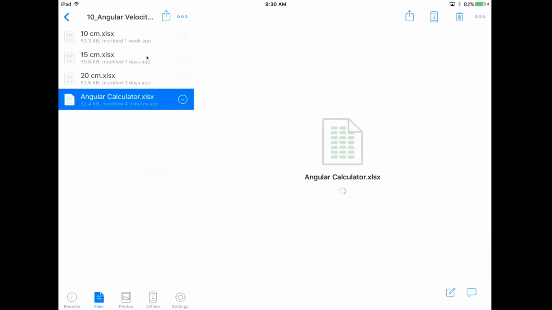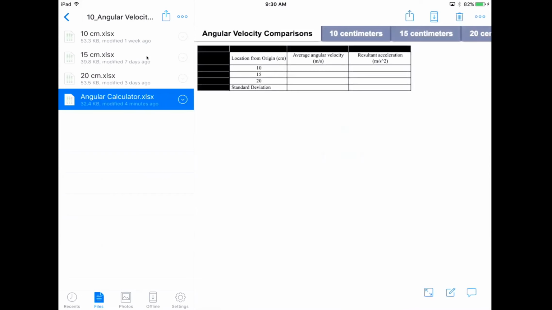Let's open up our Angular calculator real quick. I want to show you guys what we're about to do. We're about to find the average angular velocity at 10, 15, and 20. Okay, and once we find that, we're not only going to find it for the average angular velocity, we can also find the resultant acceleration.